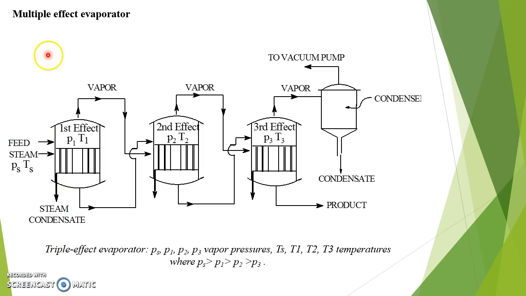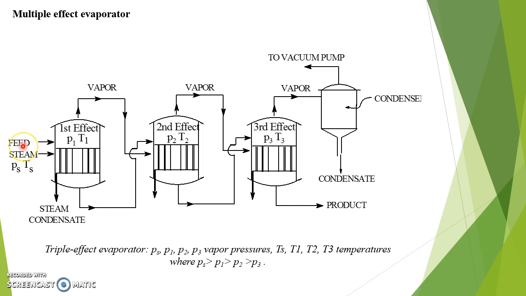Now, see multiple effect evaporator. In case of multiple effect evaporator, two or more evaporators are connected to each other. Minimum two. So in this diagram, there are three evaporators which are connected to each other.